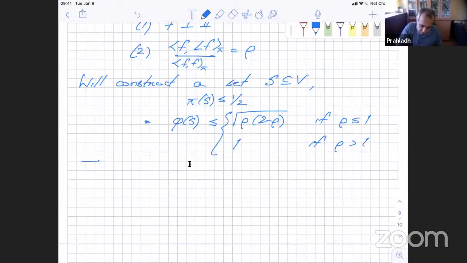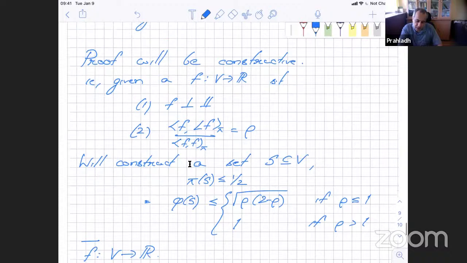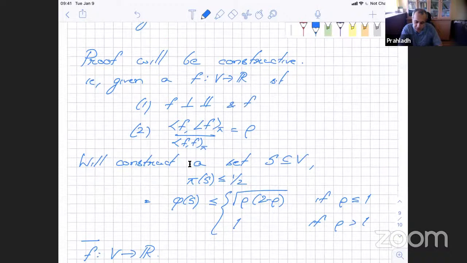So F is a function from V to R. Let's plot. F is going to have both positive and negative values because F is orthogonal to the all ones function. F can't be all positive or all negative. F is also a non-zero vector, that's another thing I need. F is not trivially zero. In fact, that is necessary, otherwise this ratio is undefined in the next step.